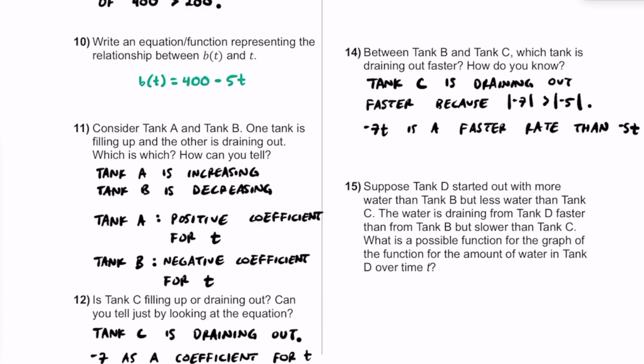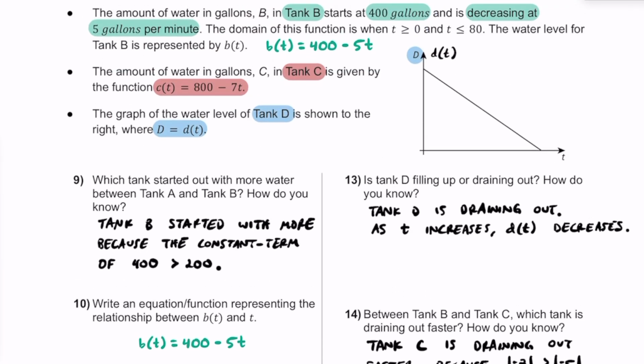So let's see here. For this D function here, let's go to the right. It's going to be D of T. And let's see, how are we going to construct this function here? So let's start off with one piece at a time. Let's start off with the part where it talks about what its starting amount was. It starts out with more water than tank B, but less water than tank C. So more than B, but less than C.